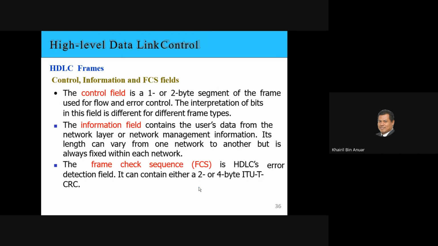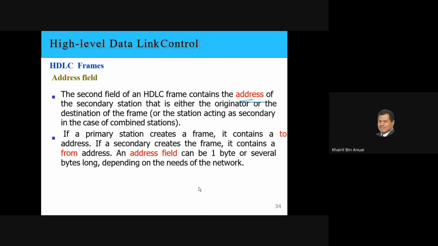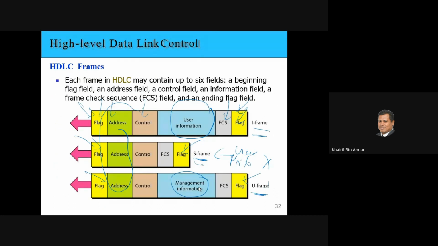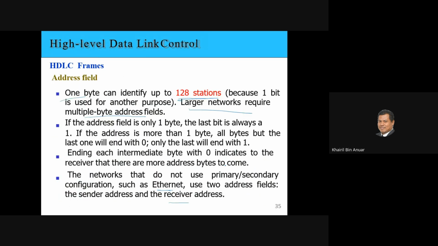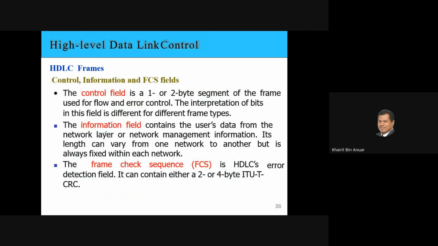Then you have the other fields, the control information and the FCS field. So you have the control, and you have the FCS. The control field is just a 1 or 2 byte segment. This is for your flow and error control.